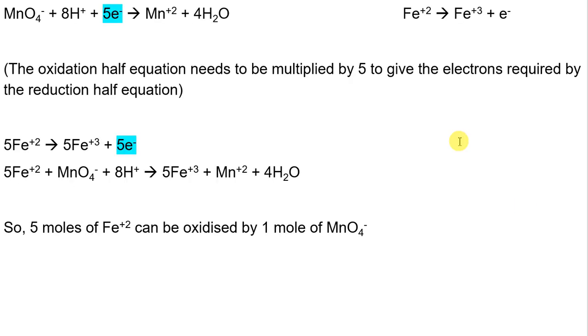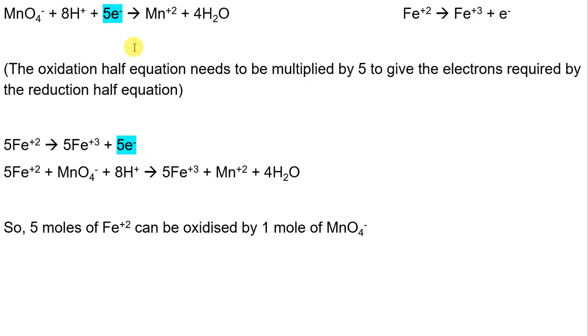Now what we've got, I've been given my MnO4 minus plus 8H plus plus 5e minus. That will be for accepting electrons, reduction. Fe plus 2 going to Fe plus 3, I need an electron to be released there. Now, for the iron half equation, 1 electron is released, I need 5 for the manganese half equation. The oxidation half equation needs to be multiplied by 5 to give the electrons required by the reduction half equation.